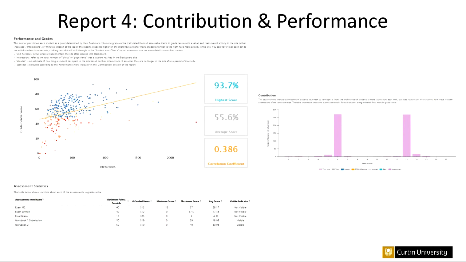Report 4 is our contribution and performance report. So this one, instead of focusing on activity, focuses more on grades and submissions. So as in what their grade center score is for each of the different assessment items, and then what they're submitting to the site. So not what their activity is, but what they're actually contributing. And it's got a bunch of different elements on this report. It's sort of a bit jam-packed.